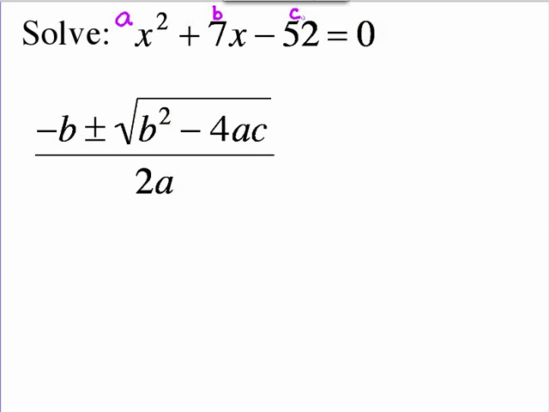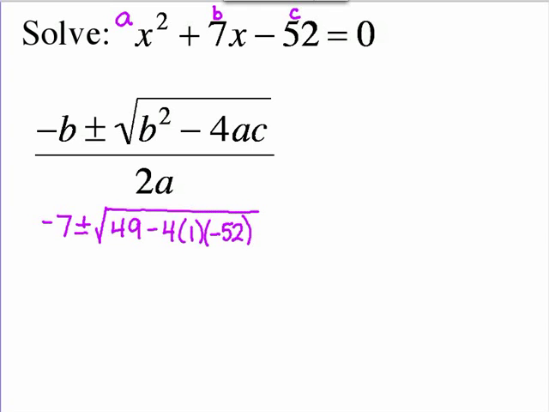So now we're going to do negative b. In this case, it'll be negative 7 plus or minus the square root of b squared. What's b squared going to be? 49 minus 4ac. And c, notice here, is a negative 52. Make sure you carry over that negative. Over 2a, so 2 times 1, which is 2.